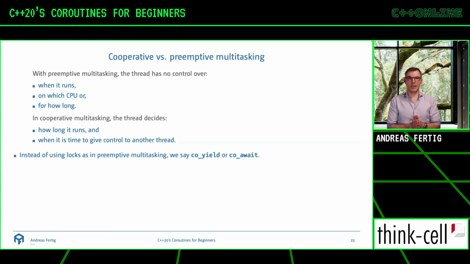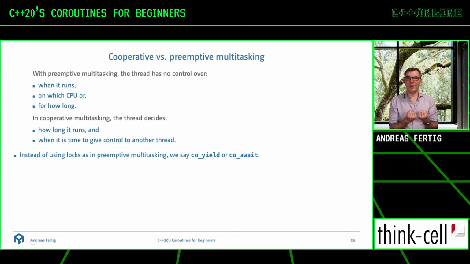With preemptive multitasking, the thread has no control over when it runs, on which CPU it runs, or for how long it runs. I was in a situation where it was very vital that the thread did run on a certain CPU. It was very hard to achieve that. In cooperative multitasking, the thread decides how long it runs and when it is time to give control to another thread. So this is a total different pattern.